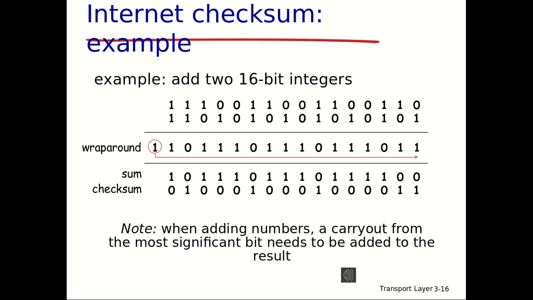This was the very first example. So in this example, when we add these two 16-bit integers, we get a 17-bit integer. We wrap it around. The sum that we get is then 16-bit. And once we get the sum, we take the complement of it. That is, we flip the bits, the respective ones and zeros, and we get the checksum value. So please go through the examples that we covered in class once again.